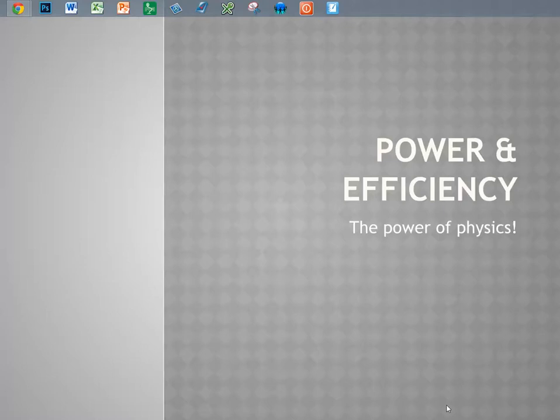Right. This lesson today is about power and efficiency, called the power of physics. So really, what we're going to do today is define power, what it is, what it represents, and how you calculate it. As well, we're going to look at the efficiency of a system. So how can we calculate the efficiency of a system, whether or not all the energy is going to useful forms, and how much is being lost. It's actually a very simple concept, but very powerful.